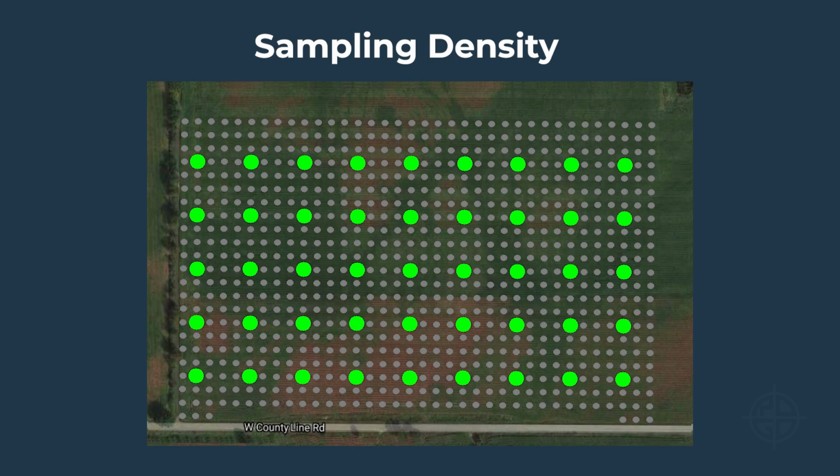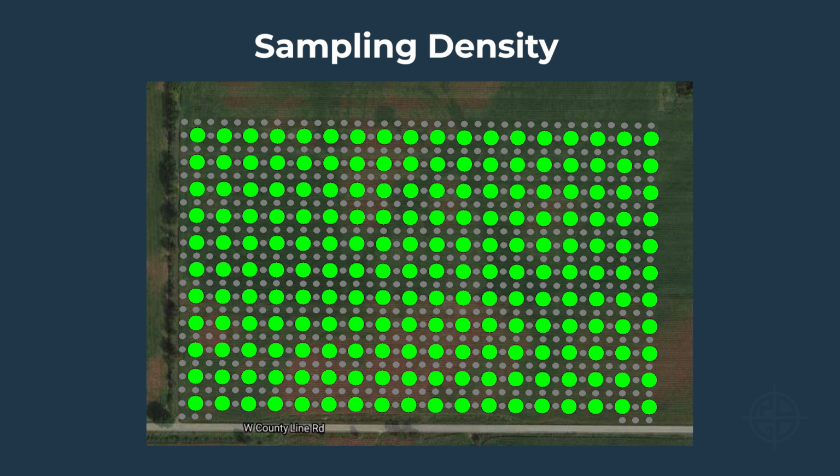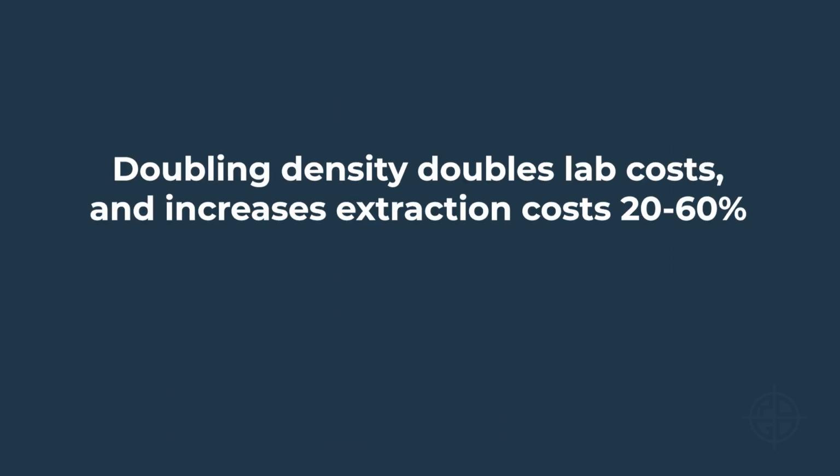Increasing density increases both the quality and cost because there are more samples to pull and analyze. Doubling the density doubles the lab costs and usually increases extraction costs by 20 to 60%. Quality-wise, it depends on how variable your soil is.